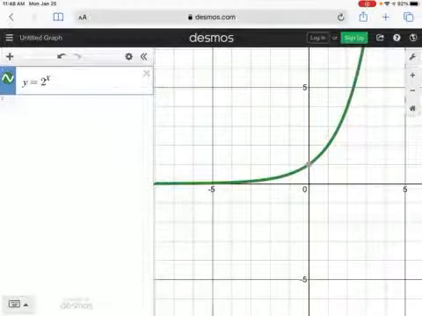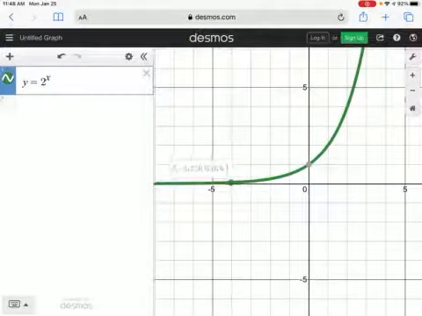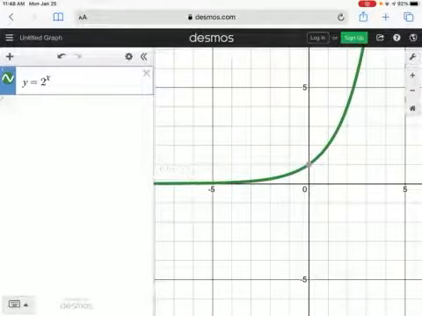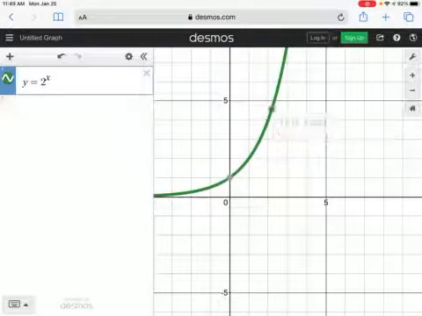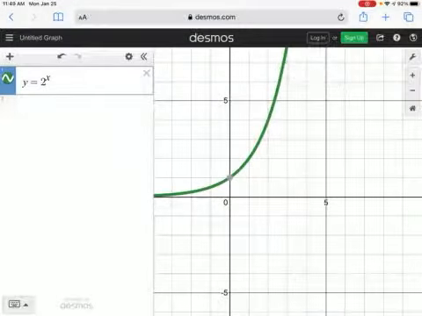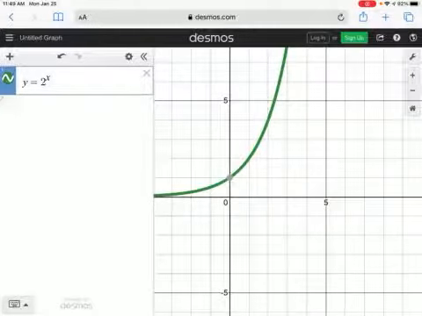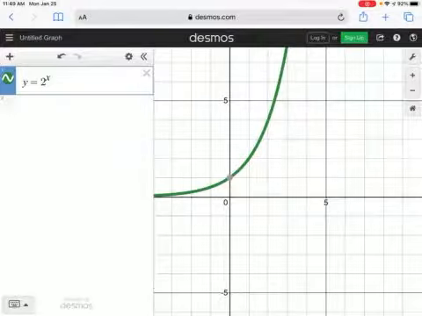So when I was putting in negative values for x, I was getting numbers for y that were closer and closer to 0. And when I was putting in larger positive numbers, then 2 to the 3, 2 to the 4, and so on, they were getting very big as we went on. So 2 to the 5 is 32, 2 to the 6 is 64. You can see that they're increasing at an increasing rate.